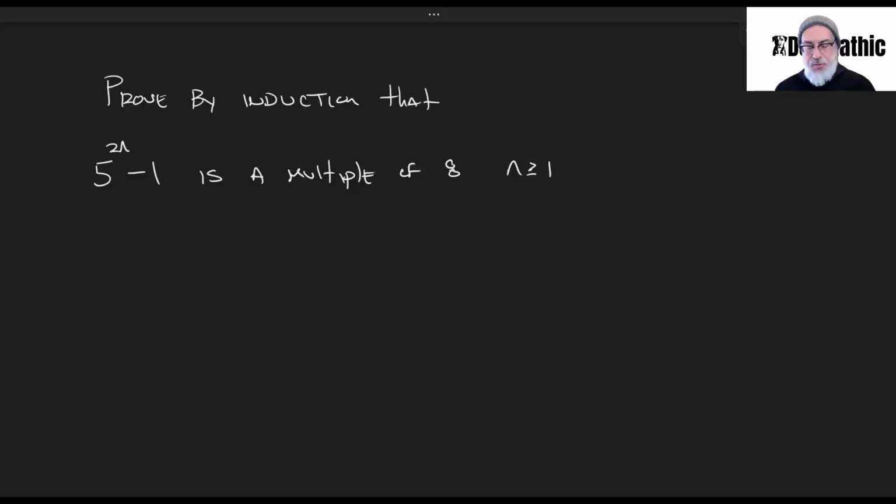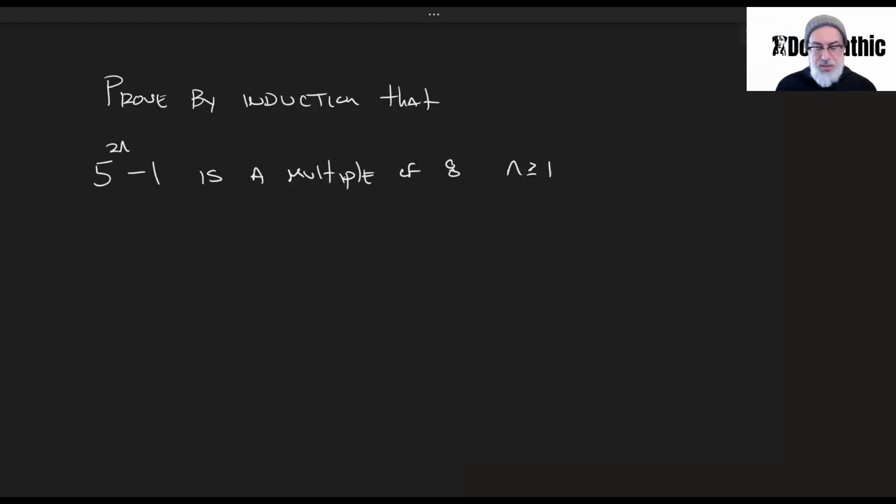What is happening, everyone? Today, in this video, I want to prove by induction that 5 raised to the power of 2n minus 1 is a multiple of 8 for all integers n greater than or equal to 1. Now, this is analogous to saying that 5 to the 2n minus 1 is divisible by 8. So multiple and divisibility are actually the exact same thing when we're talking about integers.